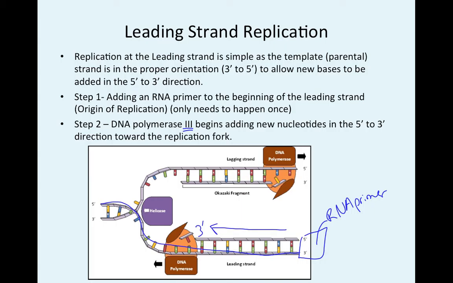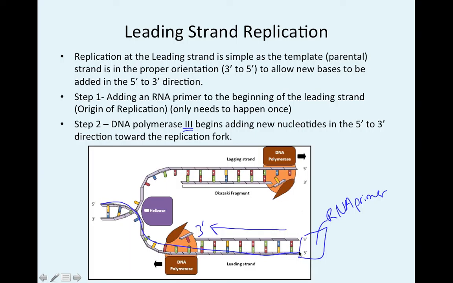So replication of the leading strand is simple because the template, the parental strand, here at the bottom, is oriented in the proper orientation, 3' to 5', to allow new bases to be added in the 5' to 3' direction. So step one, the first thing we have to do is add an RNA primer. This is only going to have to happen once in the leading strand. So we add an RNA primer.